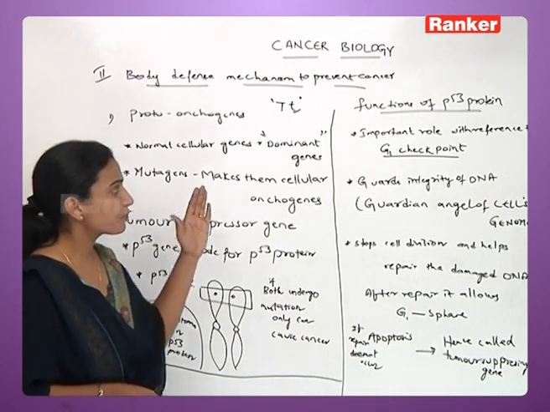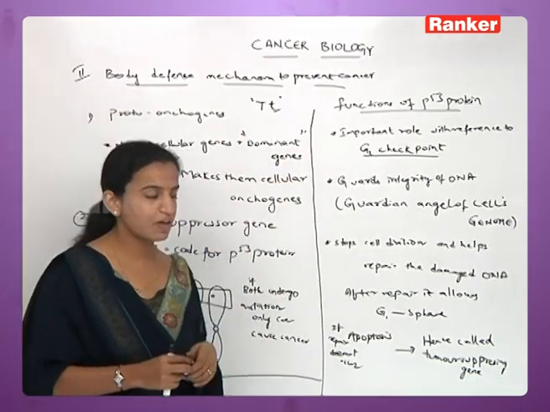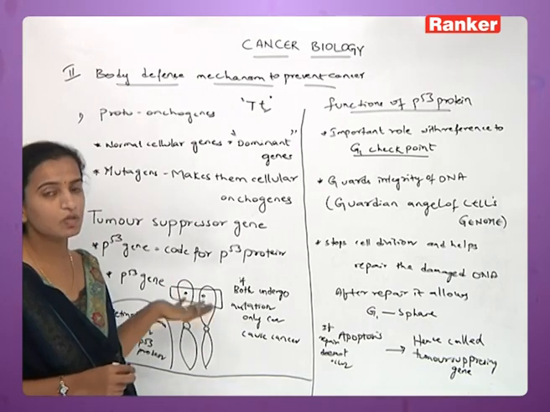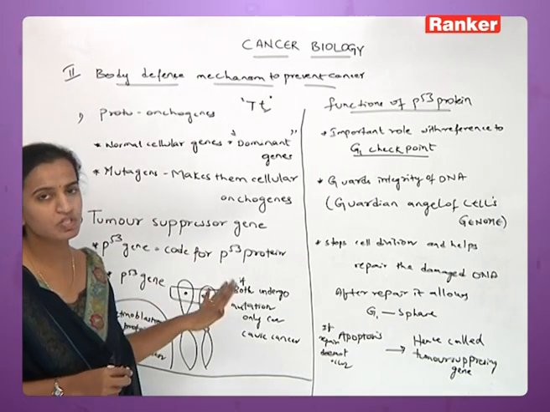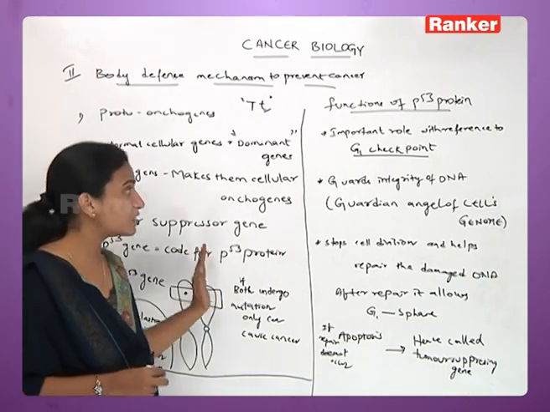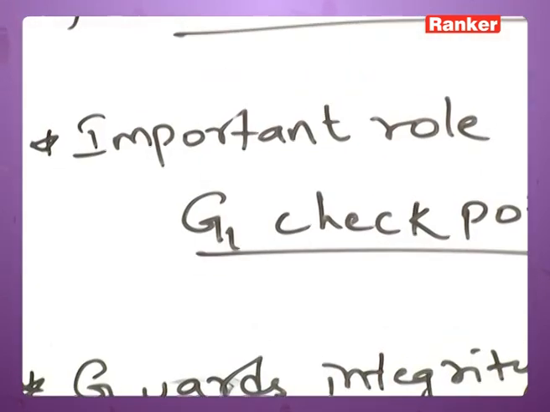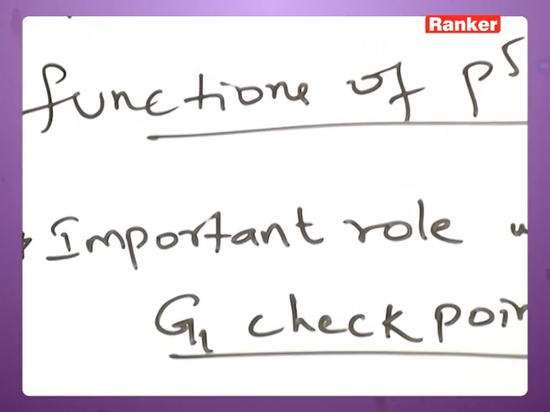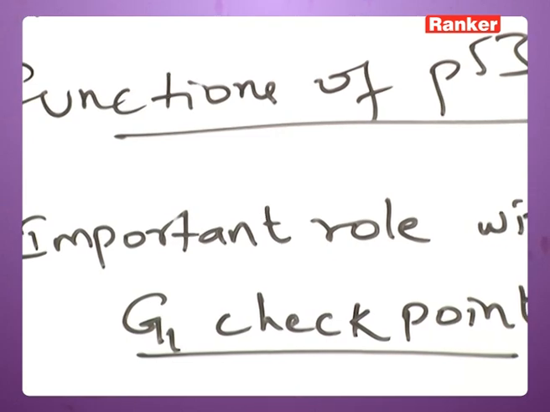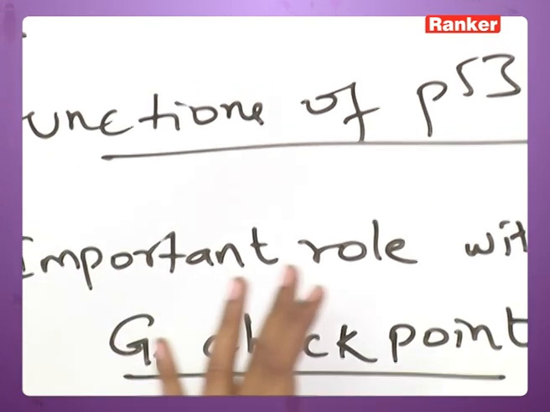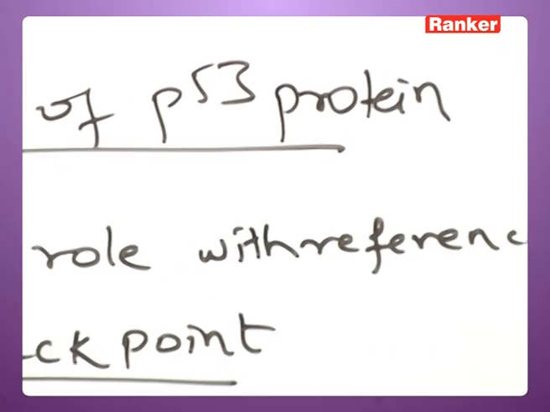Now let us see functions of P53. We have seen what happens if the P53 is going for the mutation, then it causes the cancer. But here you can see what the functions of P53 are. Why is this P53 so important in our body? Now, its important role is with reference to the G1 checkpoint.